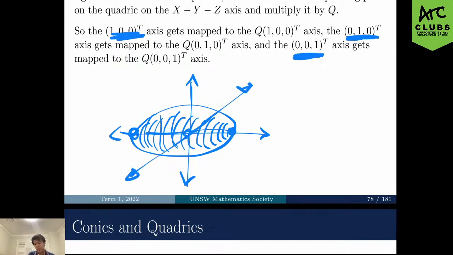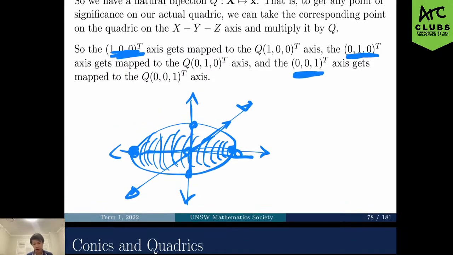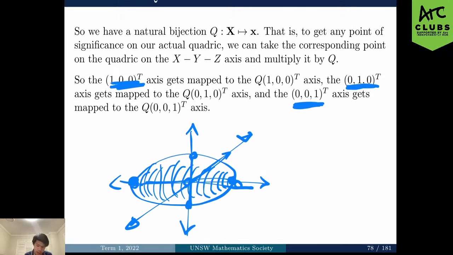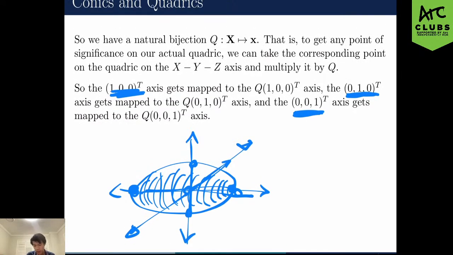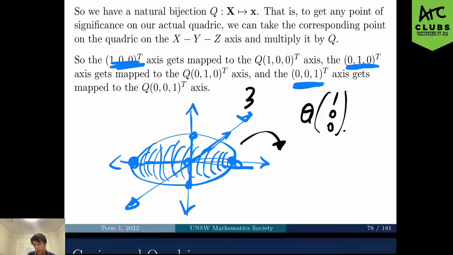And these principal axes are these things over here, the x, the y, and the z. Now that we've gotten these three axes, if we want to go to the little x space, we just multiply by Q. So the three axes of our actual ellipsoid in the little x space are Q(1,0,0), Q(0,1,0), and Q(0,0,1).